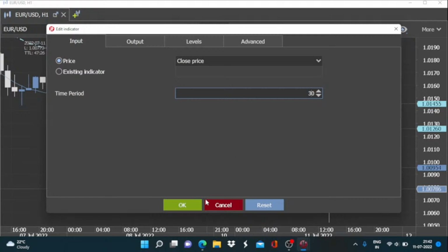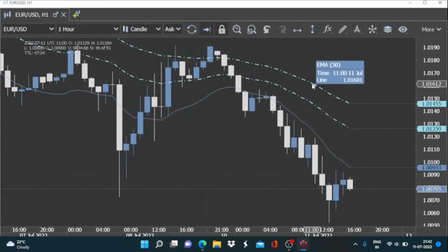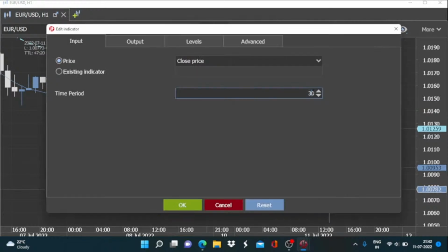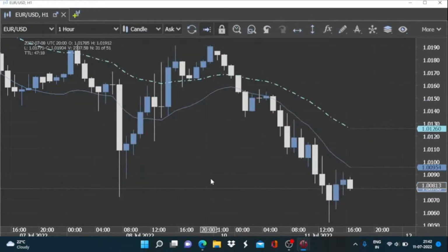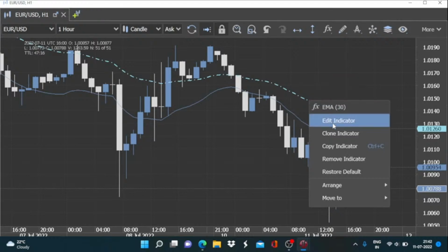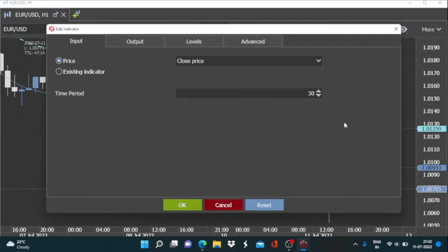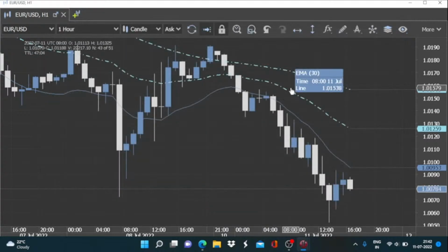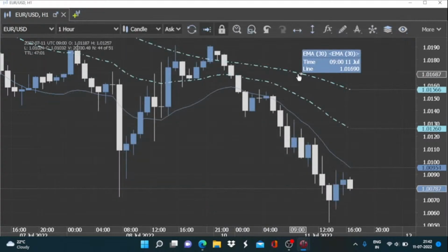I will make it 30. The second one also we make it 30. Alright, so both of these are 30. Now the thing is, we have to take one plain EMA and one EMA of the EMA. So we have EMA 30 and this is the EMA 30 of the EMA 30.